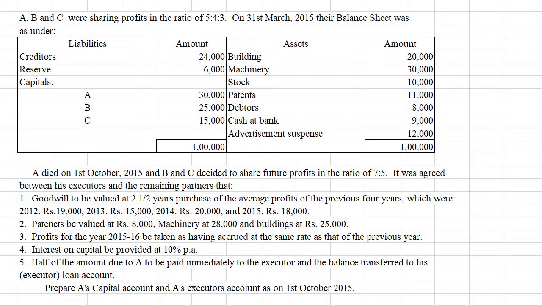The next point says that half of the amount due to A, the deceased partner, is to be paid immediately to the executor and the balance should be transferred to his loan account. That means the balance should remain in the loan account. So here we have to prepare A's capital account and A's executor's account on October 1st, 2015. So that is what we have to calculate. Let us see the solution.